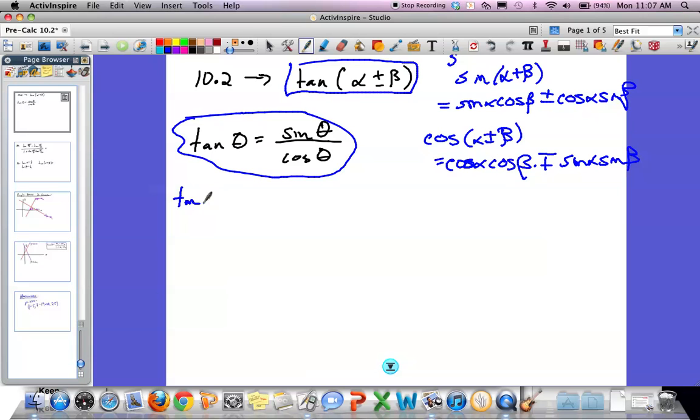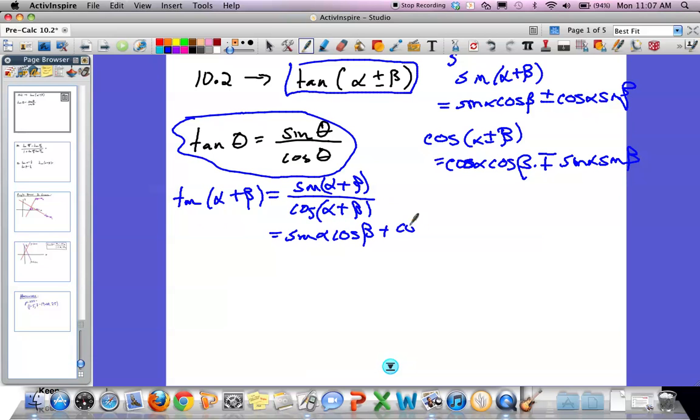So let's go through the steps. Tangent of alpha plus beta would be the sine of alpha plus beta divided by the cosine of alpha plus beta. No surprise there. But now we're going to have to go through a little bit of work and write this out. So this is sine alpha cosine beta plus cosine alpha sine beta. In the denominator, cosine alpha cosine beta minus sine alpha sine beta.